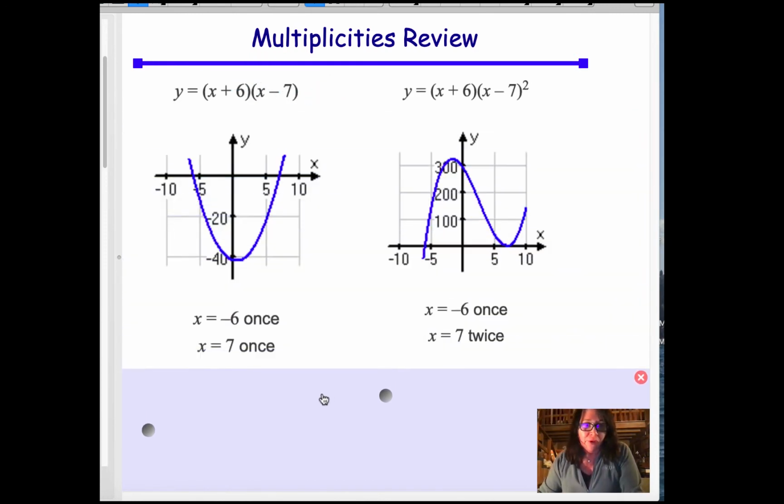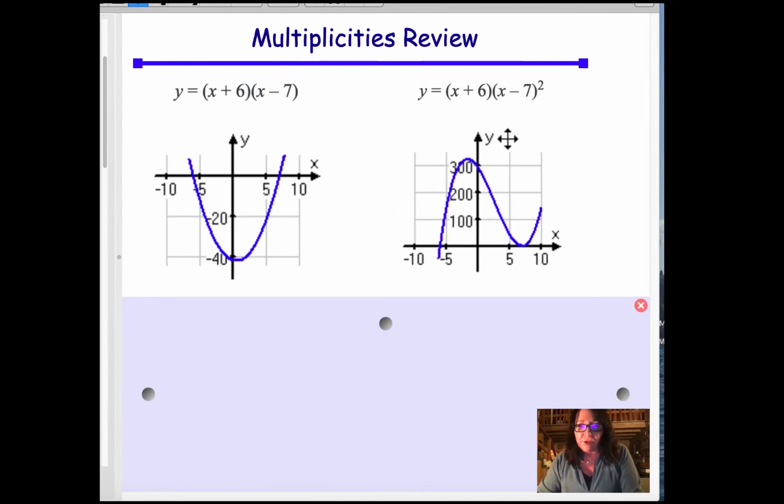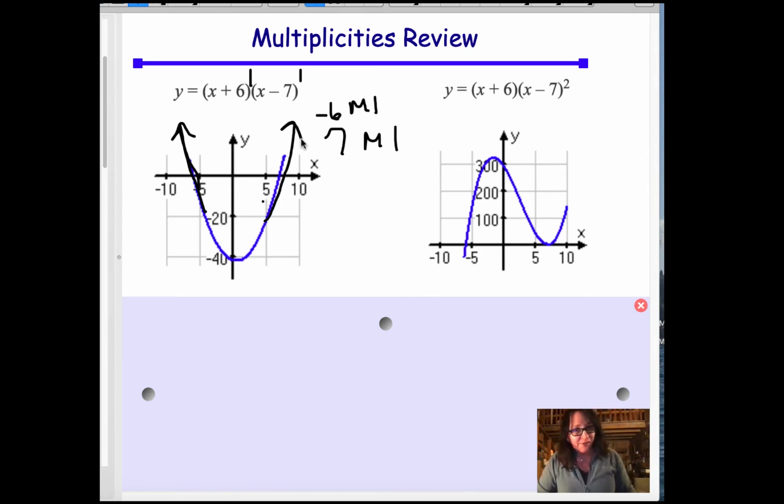My zeros for this first problem would be negative 6 with a multiplicity of 1, and positive 7 with a multiplicity of 1, meaning this is to the 1 power, this is to the 1 power, which means that at negative 6, my graph goes through, which it does. It also means at 7, my graph goes through, which it does.